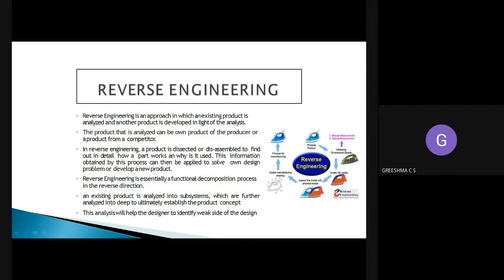So with the passage of time, you have developed an iron box which can be used with electricity. So now it is very simple, you just need to switch it on. So a new product has been developed. So that is reverse engineering. Okay, that is reverse engineering. So a product that is analyzed can be your own product, or a product of the producer, or a product from the competitor. So anything can be analyzed.